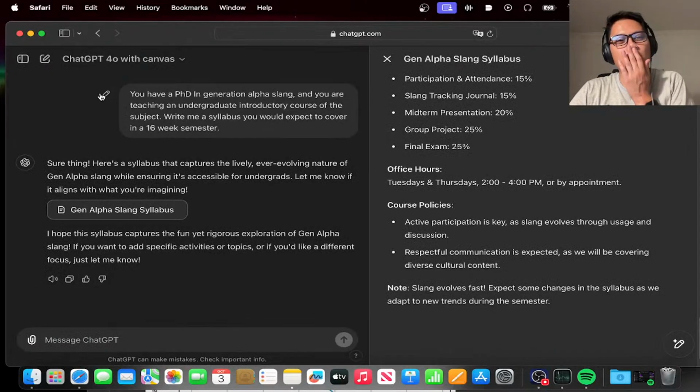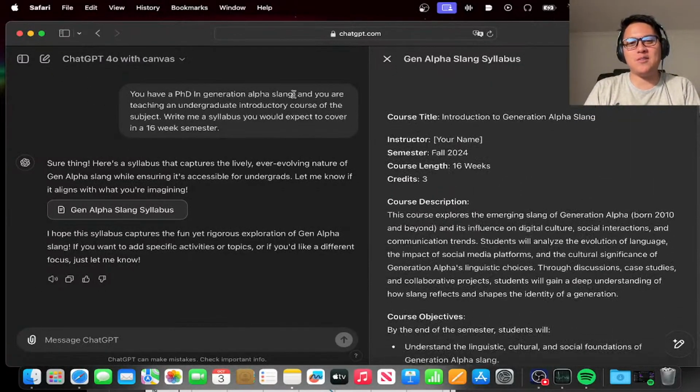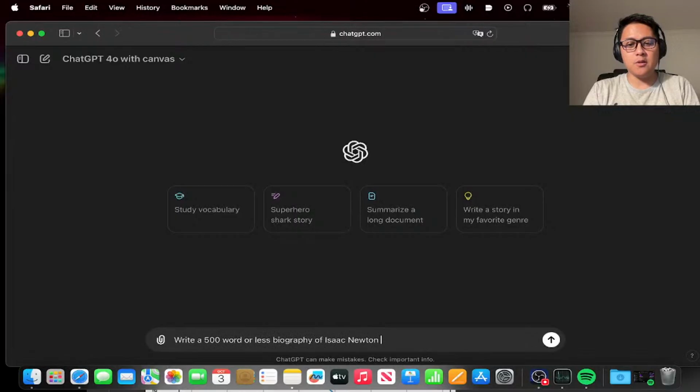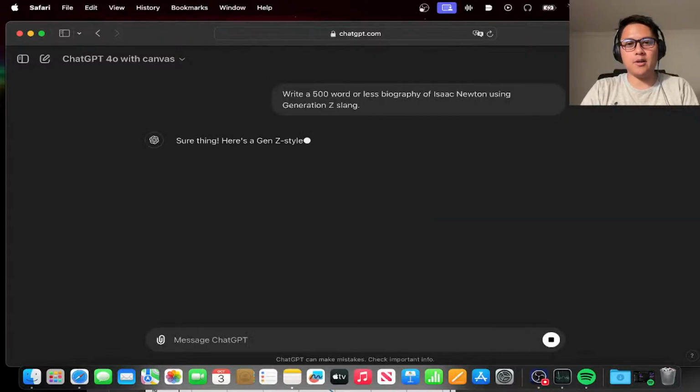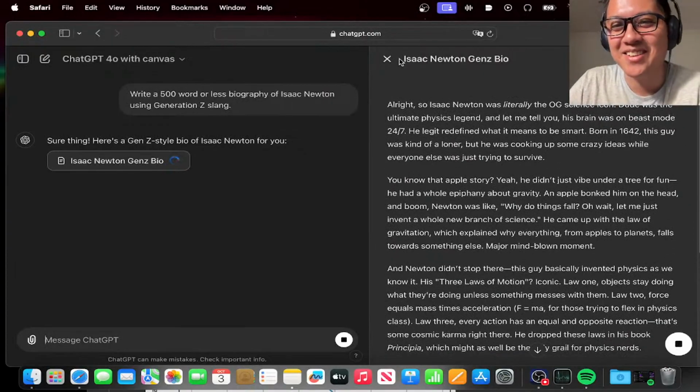All right. Ooh. Okay. I have a really funny idea. I don't even know if this is the right thing to use Canvas for, but let's see here. Write a 500 word or less biography of Isaac Newton using Generation Z slang. Okay, here we go. Sure thing. Here we go. All right.